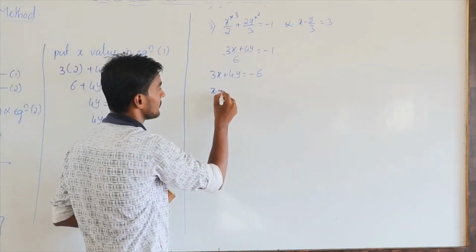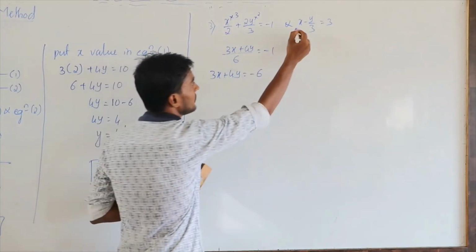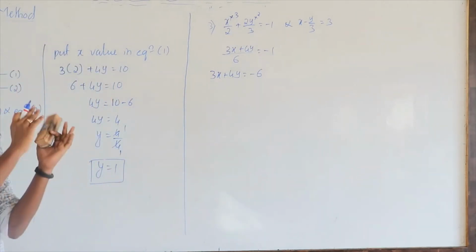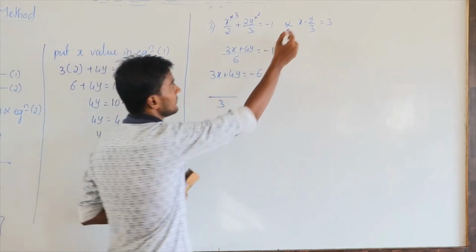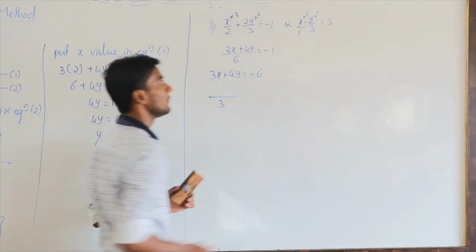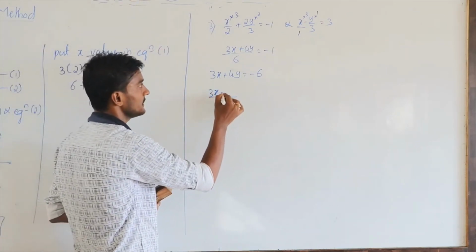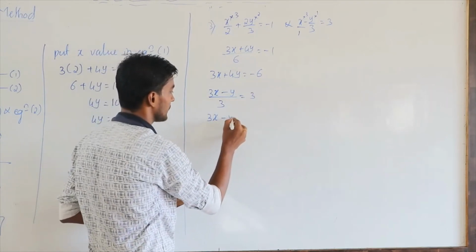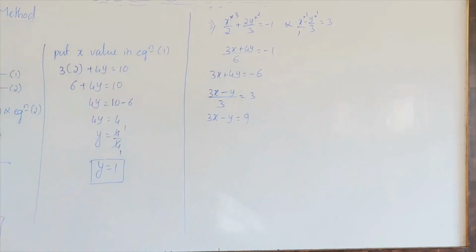x minus y. Sorry, here where there is no number, it is always 1. The denominator of y is 3. What is the LCM of 1 and 3? It is 3. For this 1 you have to multiply 3, for this 3 you have to multiply 1. So x into 3 is 3x, minus y into 1, y, is equal to 3. So 3x minus y is equal to 3, if you take this 3 to this side, into 3. So 3 3s are 9.